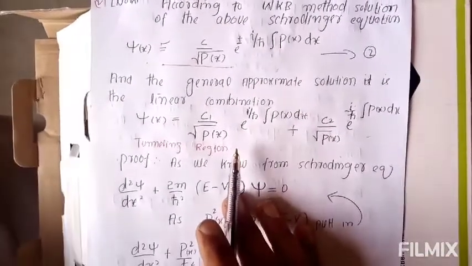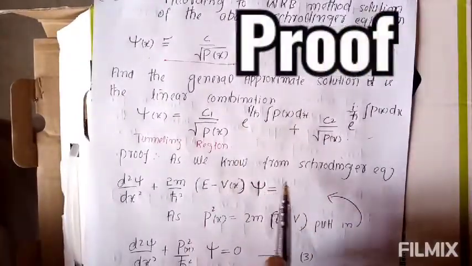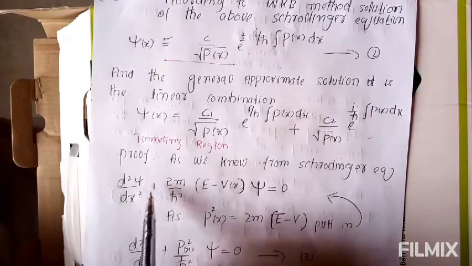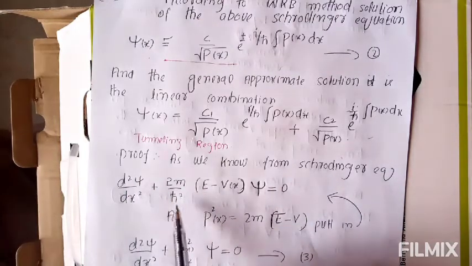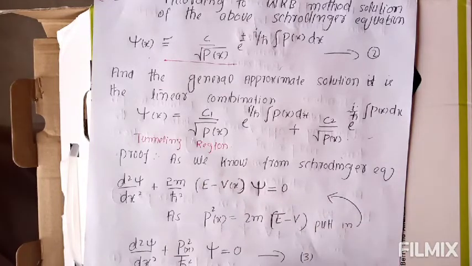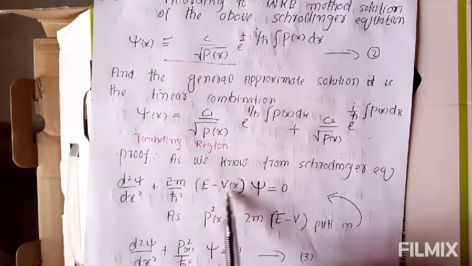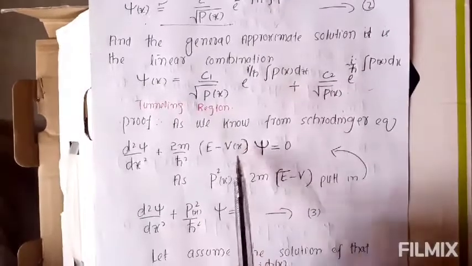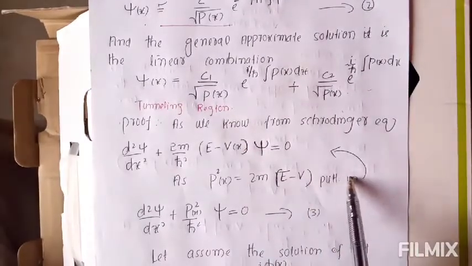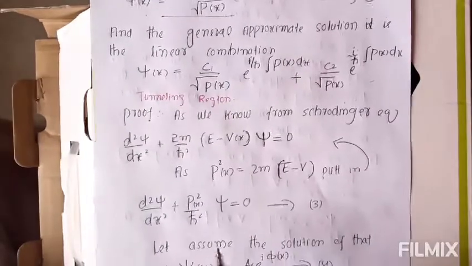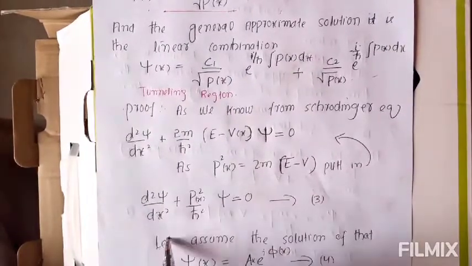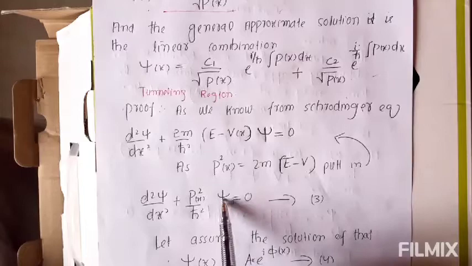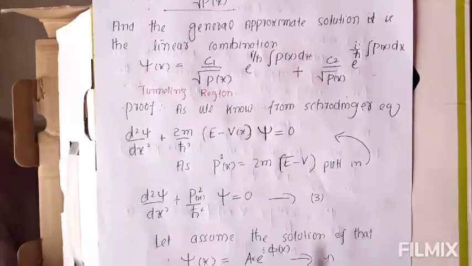So now the tunneling region. As we know, from the Schrodinger equation, del squared psi by del x squared plus 2m divided by h-bar squared times (E minus V) times psi is equal to 0. As we also know, p squared of x is equal to 2m times (E minus V). Putting in this value, the equation becomes del squared psi by del x squared plus p squared divided by h-bar squared times psi is equal to 0. This is equation number 3.